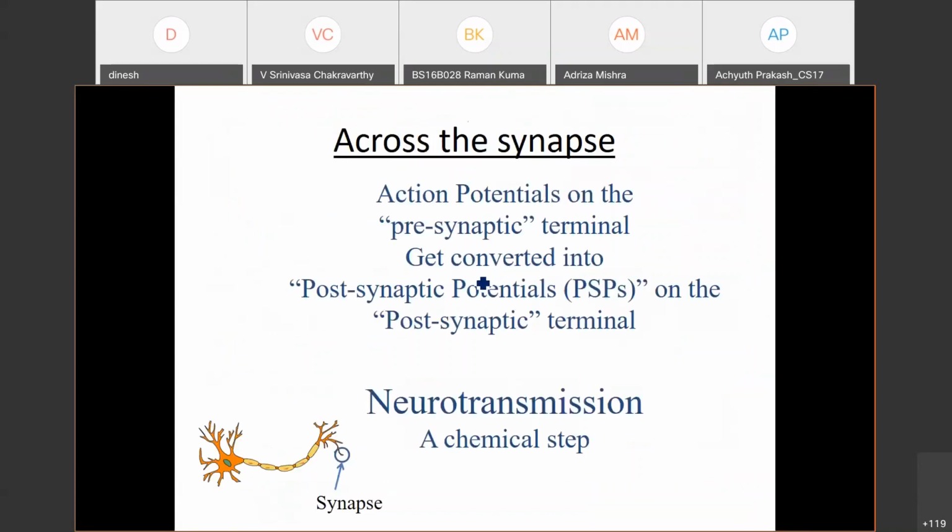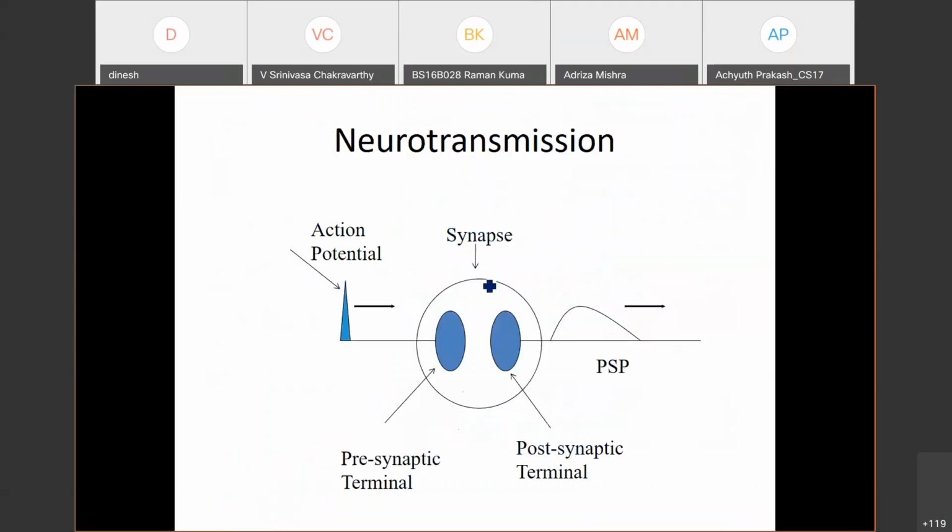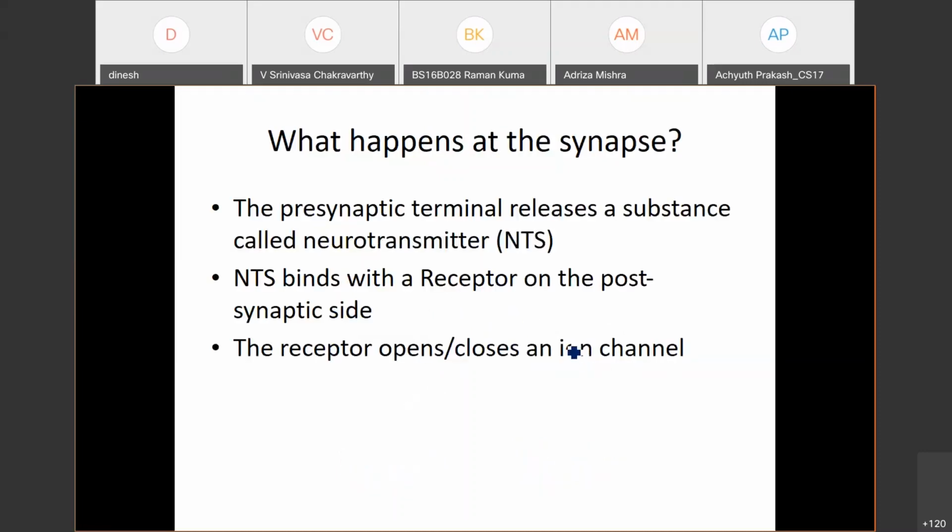Next, we are left with what happens at the synapse, right? How does the signal go from one neuron to another? Last time we just said that there is a synapse. At the synapse, you have a presynaptic terminal from the axon of one neuron coming very close, in close apposition, to the postsynaptic terminal of another neuron. So the action potential comes to the presynaptic terminal, and then something happens here, and that produces a postsynaptic potential on the other side, right? And how does this happen?